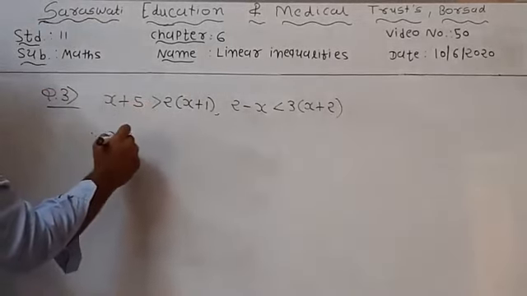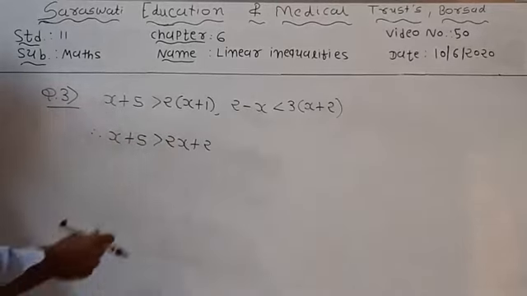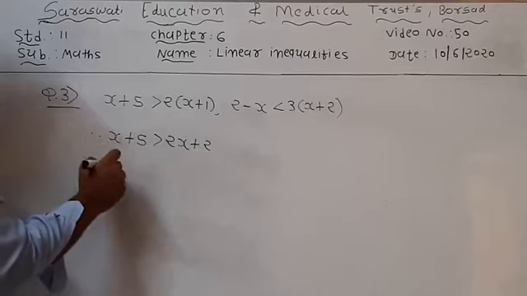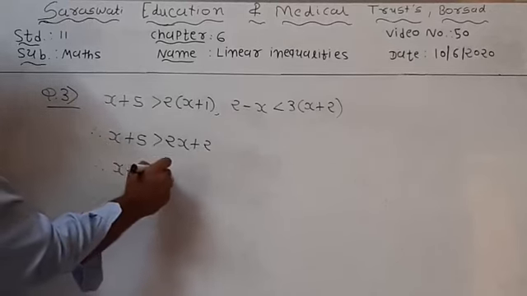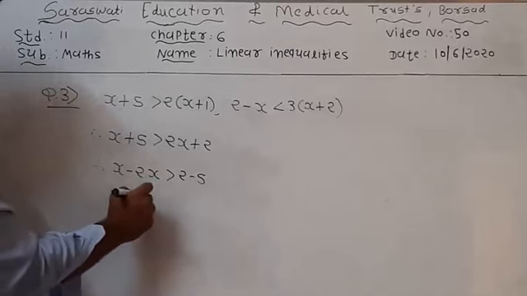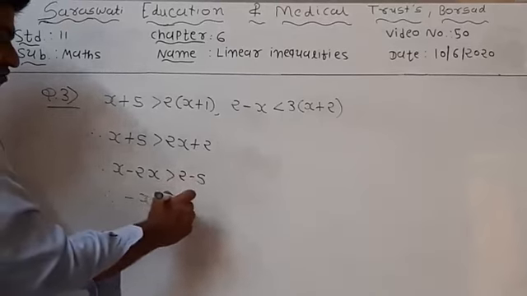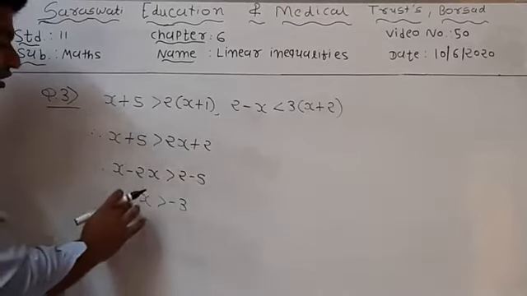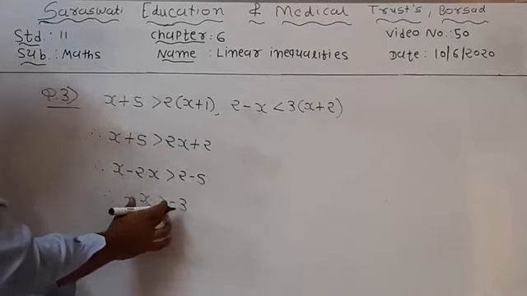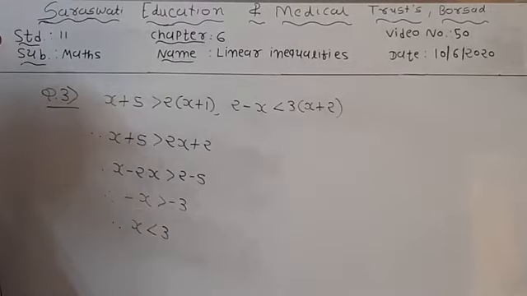So x plus 5 greater than 2x plus 2. Now write the x term on one side and the constant term on the other side. So therefore x minus 2x greater than 2 minus 5. X minus 2x, that means minus x, greater than 2 minus 5, that means minus 3. Remove this minus sign: multiply both sides by minus, and greater than becomes less than. So x less than 3.